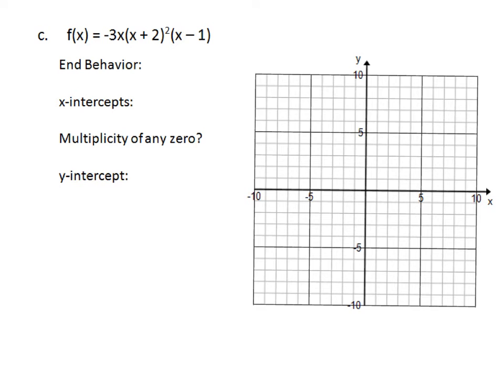Okay, in this example, let's start by finding our end behavior. We've got a negative 3x out here in front. Now, negative 3x means that we have a factor of x right here, and some people miss this. You need to be really careful, but that is an x raised to the first power, and then we have an x plus 2 raised to the second power, and we have an x minus 1 raised to the first power. So we've got 1, 2, 3, 4 factors of an x, which means degree 4. And we know our leading coefficient is negative, so this is going to open down. It behaves like a quadratic, and the leading coefficient is negative, so it opens down.